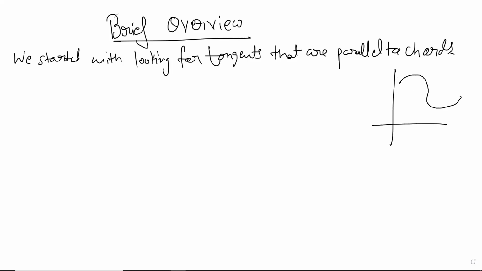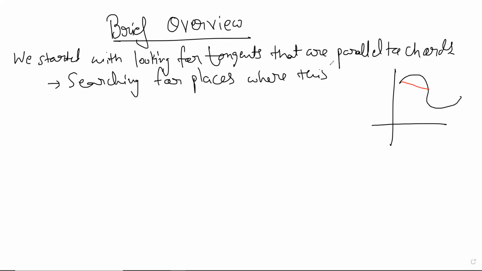If we draw a chord, then can we guarantee a tangent that is parallel to it? So we were looking for situations. We were trying to find places where such things happen. Basically we were searching for places where this happened. We had discussed why this is important, searching for places where this happens.